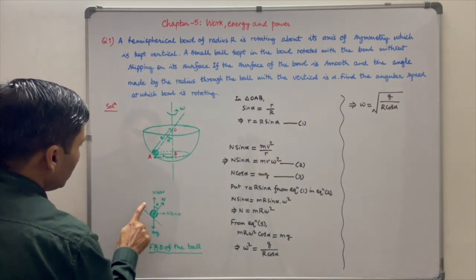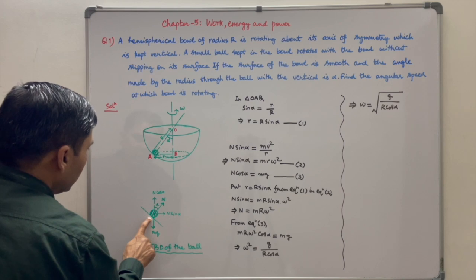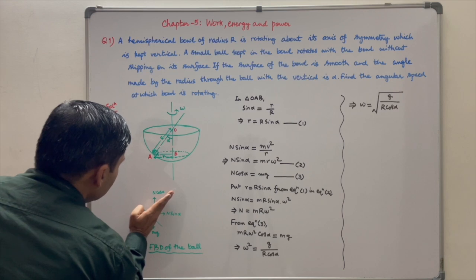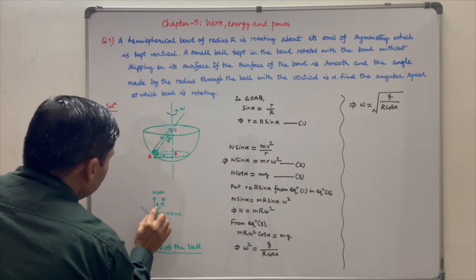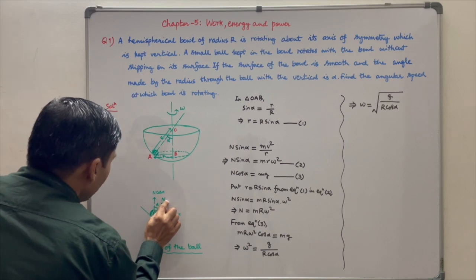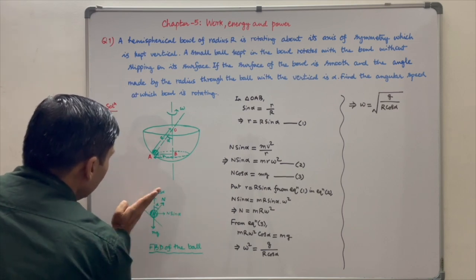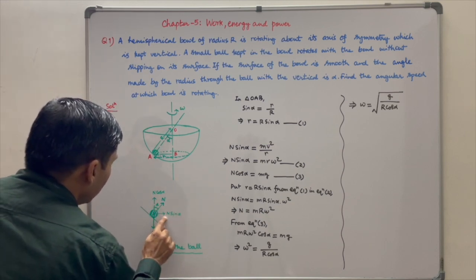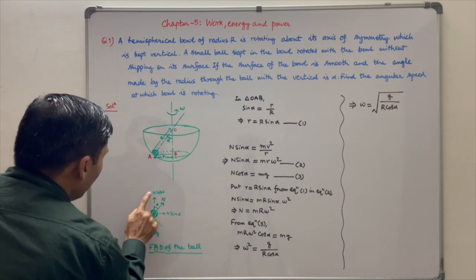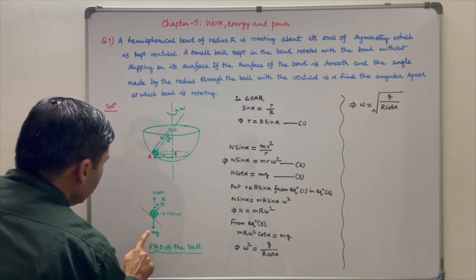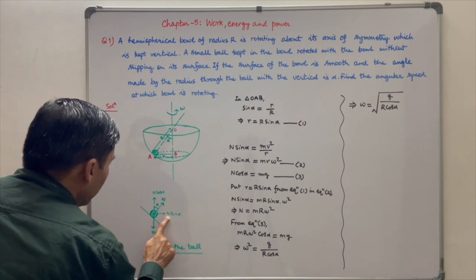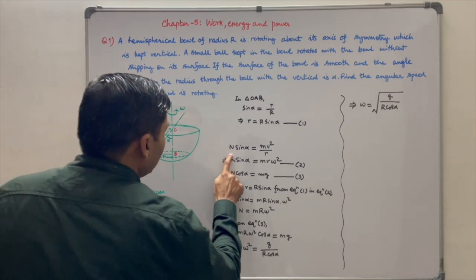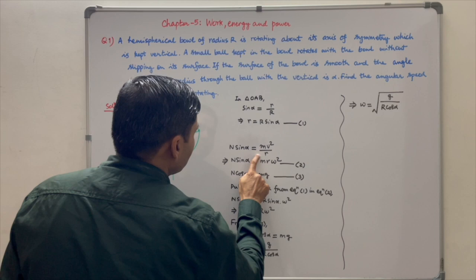We can draw FBD of the ball. mg is its weight that works vertically downwards. N is the normal reaction applied by the surface of the bowl. This angle is alpha. So N can be resolved into two components, one vertical, another horizontal. Vertical component will be N cos alpha and horizontal component will be N sin alpha. Vertical component N cos alpha will balance mg. Horizontal component N sin alpha will provide necessary centripetal force. So N sin alpha is equal to centripetal force mv square by r.